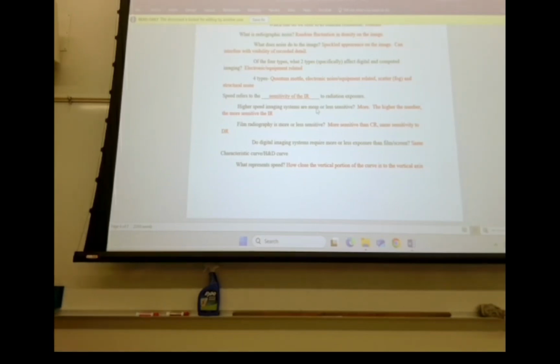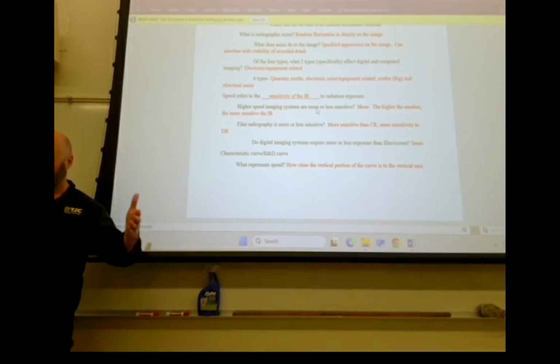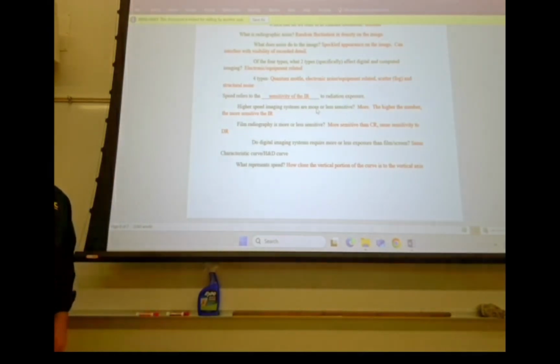Also, if you're doing registry review books, like Radtech Boot Camp or something like that, you might see a residual question, possibly even in your DeAngelis, that refers to loss of sharpness or recorded detail in high-speed image receptors. That's not really a thing anymore because we only use one image receptor, right? You just use the one pad.